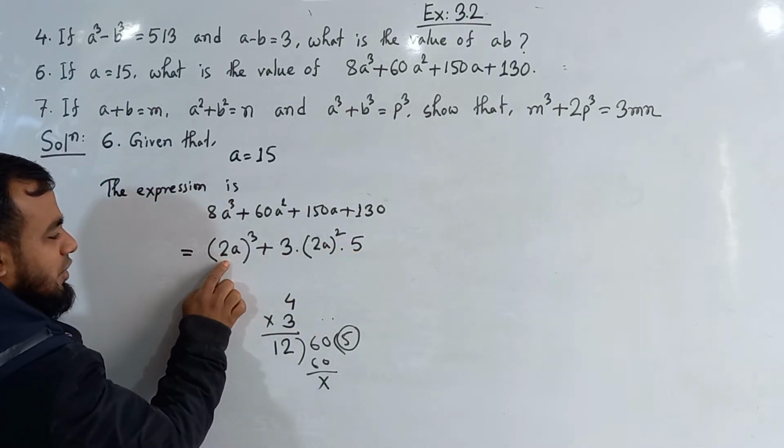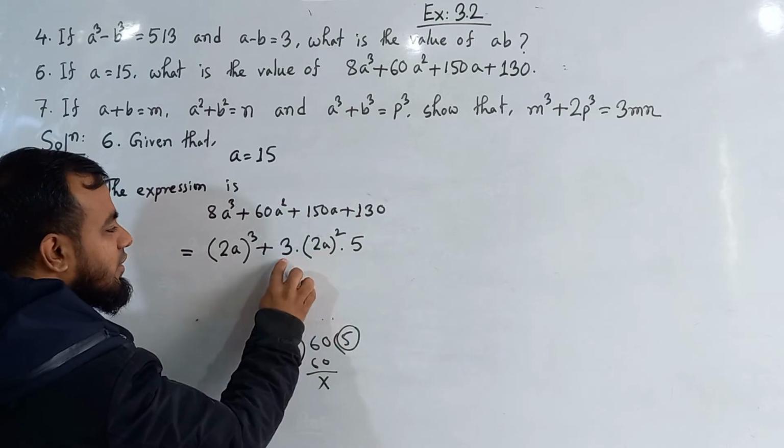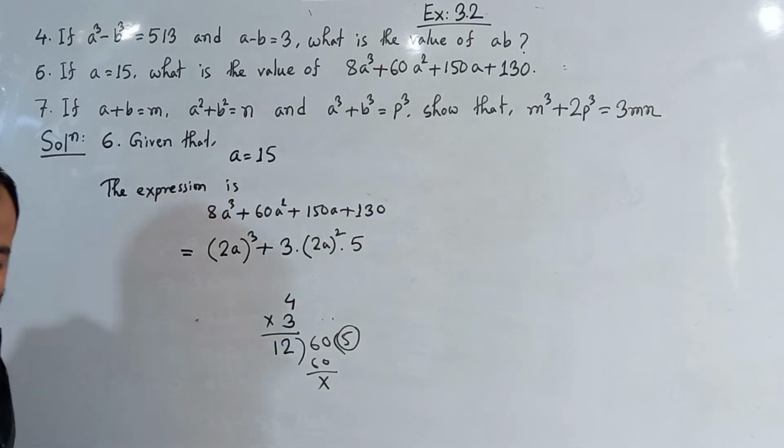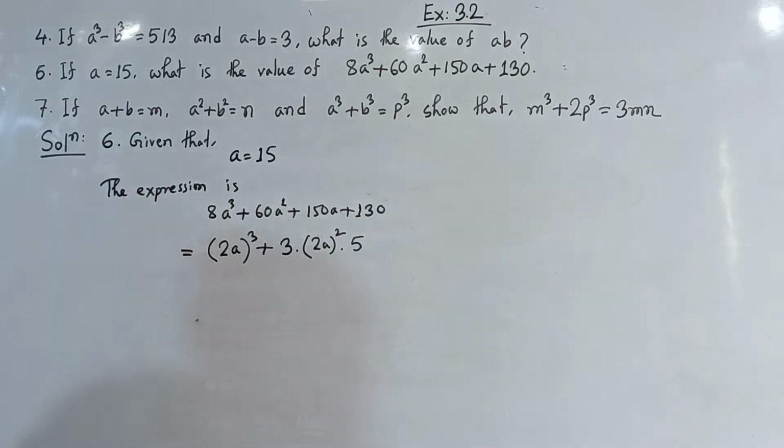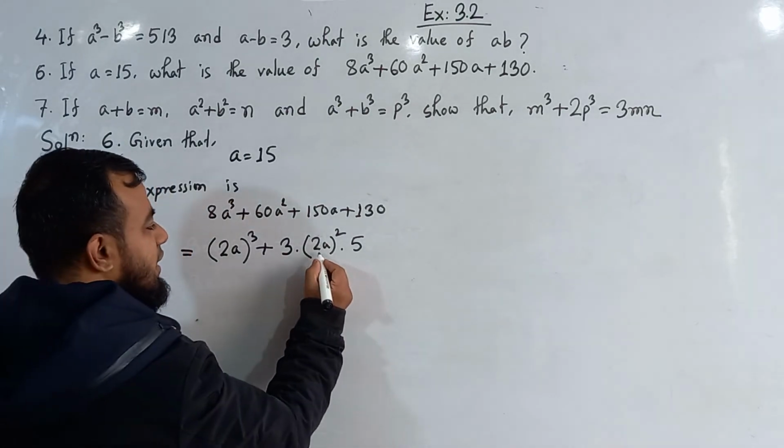Look, my dear students, this is our a. So this I have made as a. 3a squared, then b is our 5. Now we have correctly chosen b as 5. So our a is 2a and our b is 5.